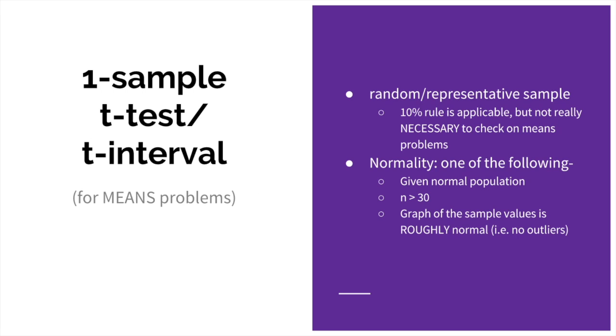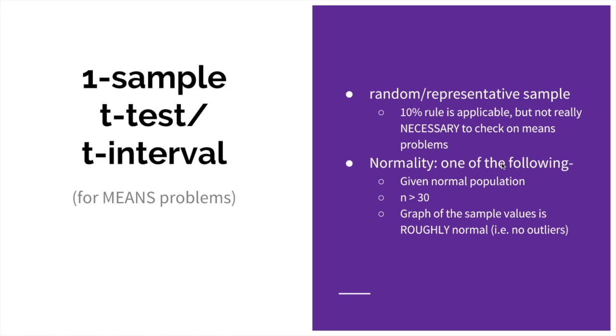Our next thing was a one sample t-test or t-interval. This is for means problems as opposed to proportions. So we have the same random or representative sample. The 10% rule is still applicable, but not really as necessary on means problems, so you don't really need to write that one.